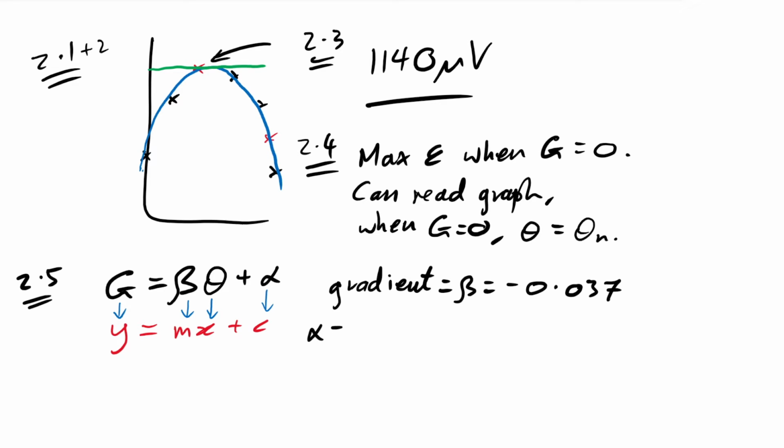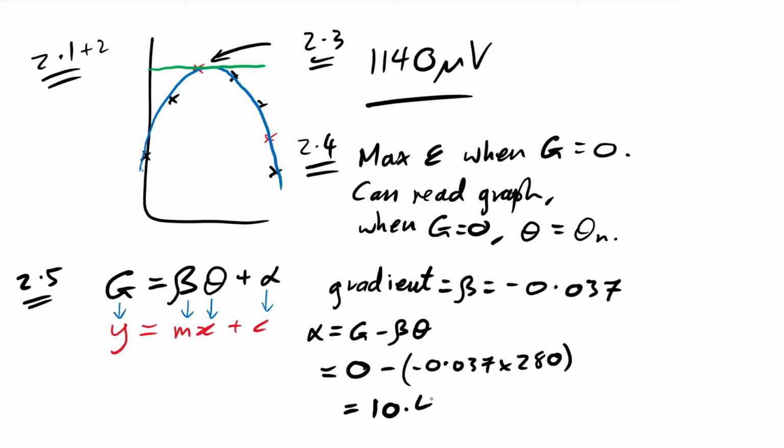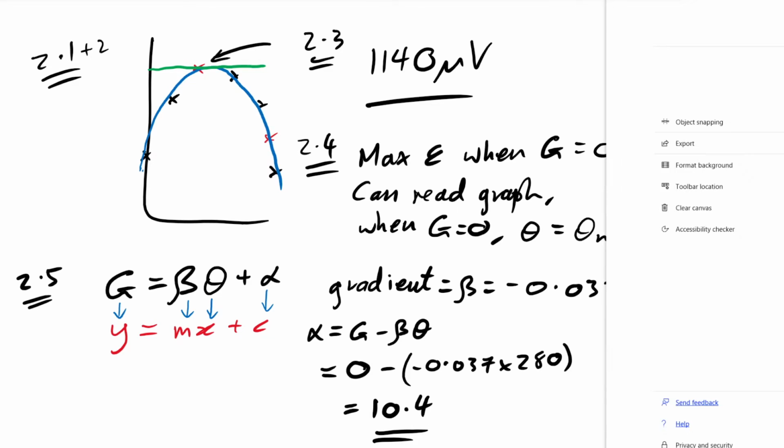So rearranging this, alpha is equal to g minus beta theta. So I'm going to pick the point, why not, let's just do 0. And at 0, my temperature theta is 280. So therefore, basically just that 0.037 times 280. And that gets me a value of 10.36, let's say 10.4.